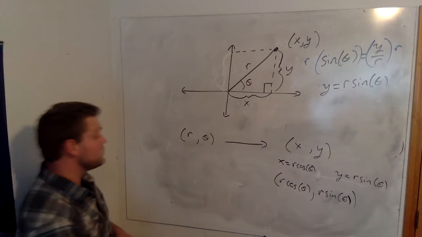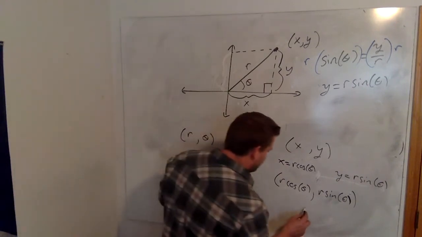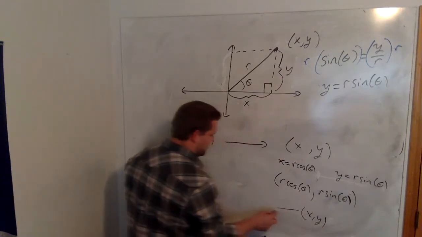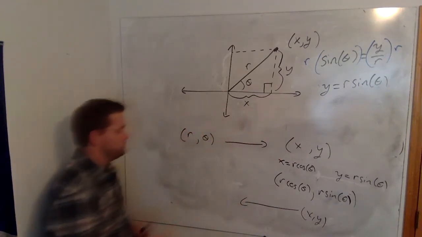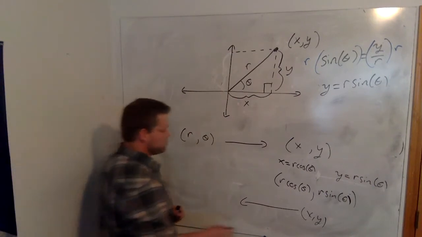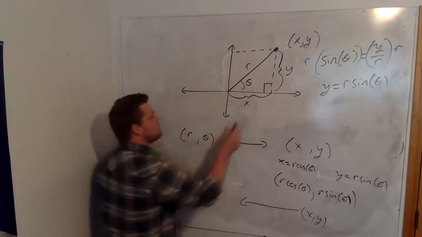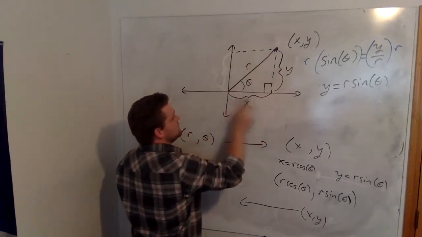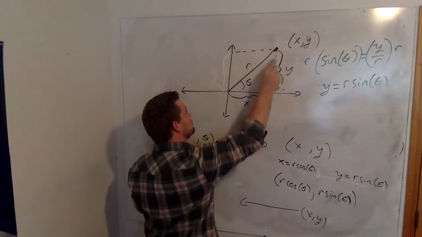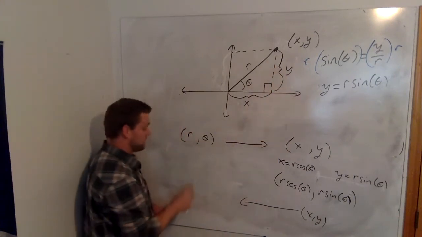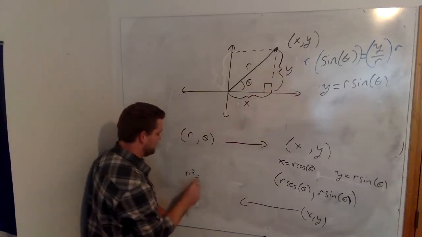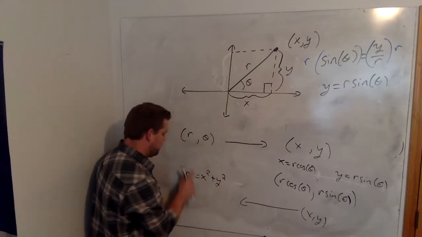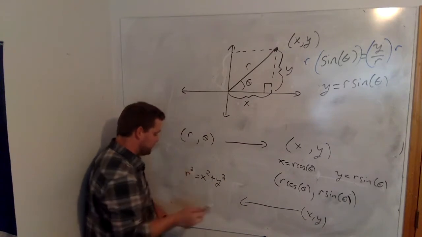Okay, now what about the other direction? What if we know x and y? What tools do we have at our disposal to be able to figure out what r and theta would be here? So we want a relationship between x, y, and r. Well, since we have this beautiful right triangle here, these would be the legs of the right triangle, and this would be the hypotenuse. So the Pythagorean theorem will be that r squared is equal to x squared plus y squared. Now, we could square root both sides.